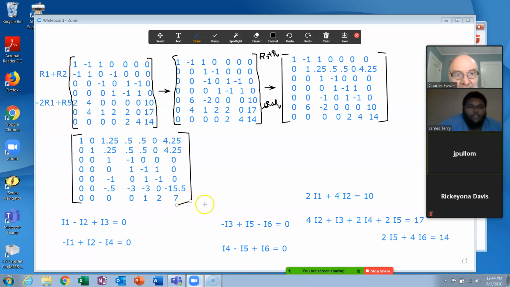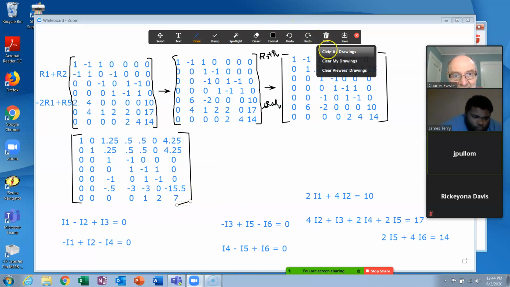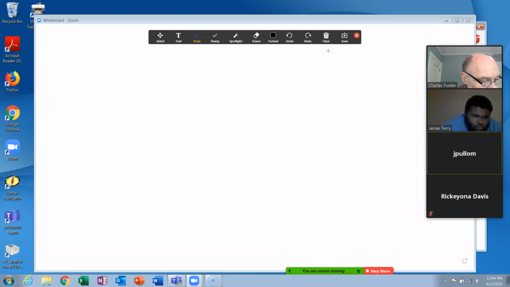Okay? Now, I think I'm going to clear my slide here of all the drawings. Does anyone need this any longer? Hopefully you had plenty of time to get this copied. So I'm going to clear these drawings. Section 1.2, you use matrices to solve systems of linear equations.